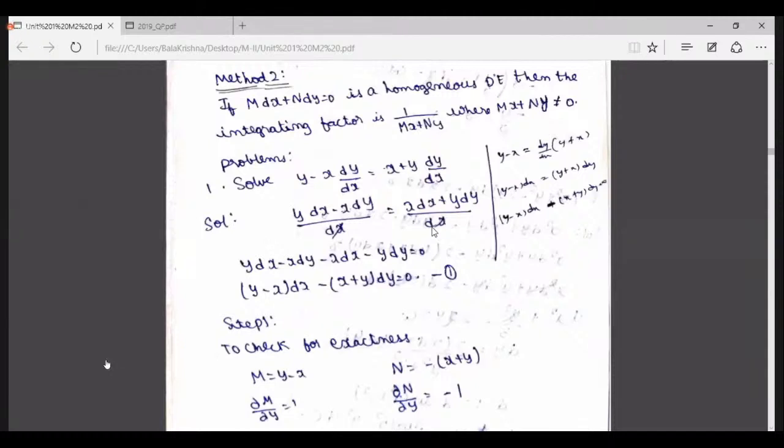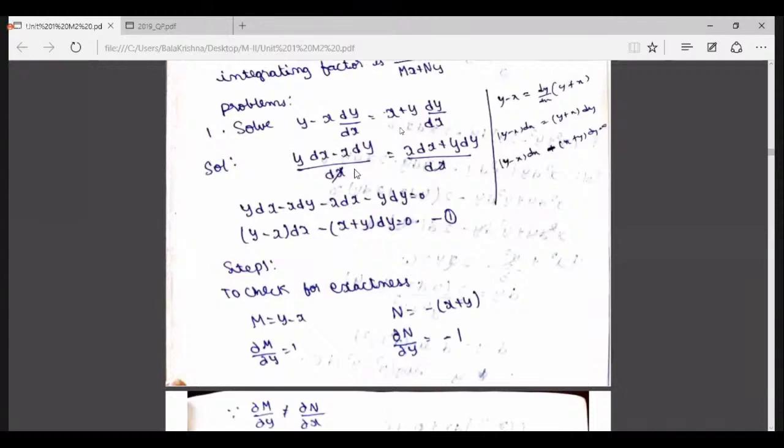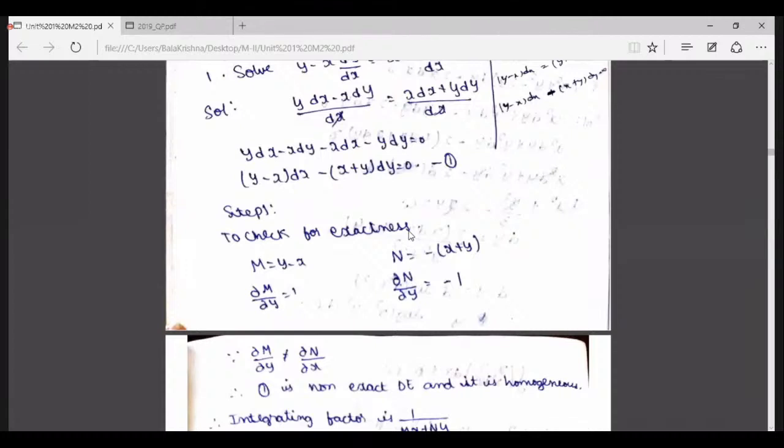Now if you see the first question here, solve y minus x dy by dx is equal to x plus y dy by dx. So he has given an equation in this format, which is not directly in the form of m dx plus n dy. You should reduce that into m dx plus n dy. When you reduce, it will be in the form of y minus x dx minus x plus y dy. So here m is this one, n is this one. As it is reduced into m dx plus n dy, first of all check whether it is exact or not.